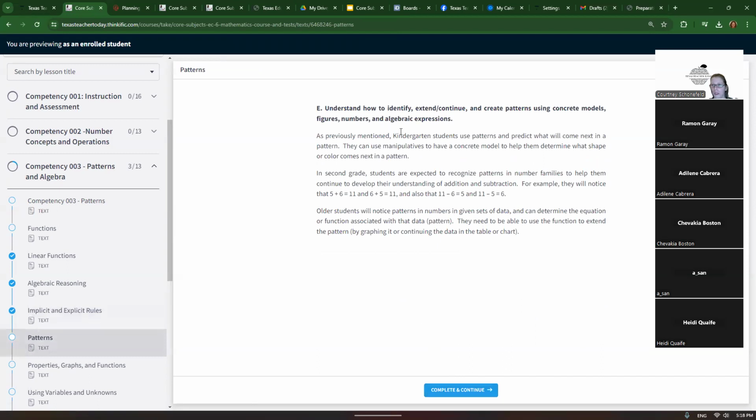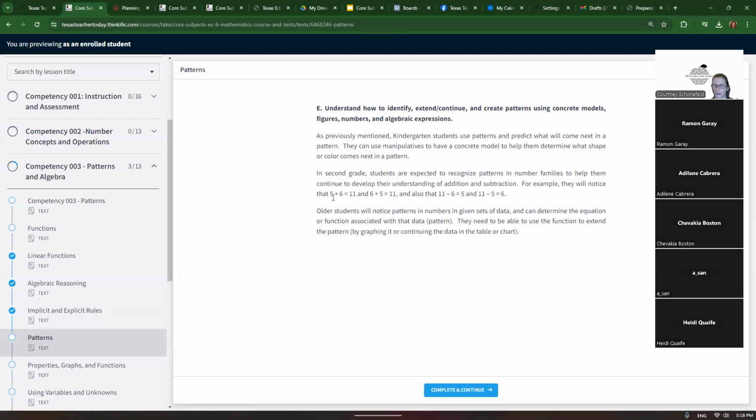Patterns. So we need to know how to use patterns using concrete models, figures, numbers, and algebraic expressions. As previously mentioned, kindergarten students use patterns and predict what will come next in a pattern. They can use manipulatives to have a concrete model to help them determine what shape or color comes next in a pattern. In second grade, students are expected to recognize patterns in number families to help them continue to develop their understanding of addition and subtraction.